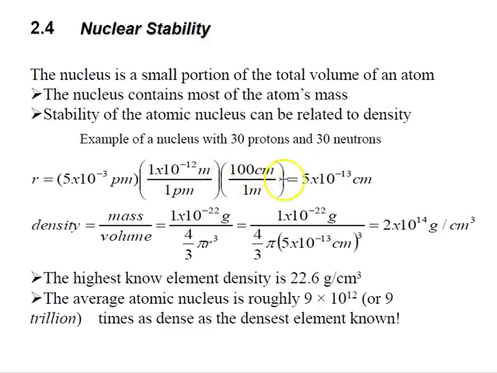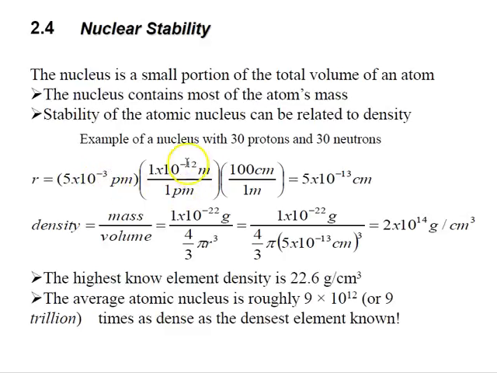This can also be converted to centimeters, and the reason why we want to use centimeters is because we're getting to a common density unit of cubic centimeters. So taking this radius, it looks like it comes out of thin air, but it would be given. So this would just be a given radius, 5 times 10 to the negative 3.